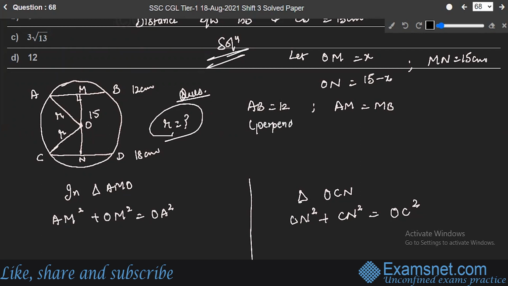Perpendicular from the center. See, always this central line is perpendicular to over here. Perpendicular from the center of the circle bisects the chord.